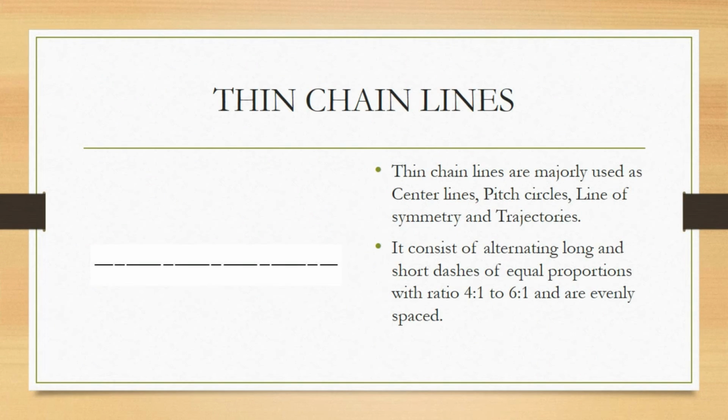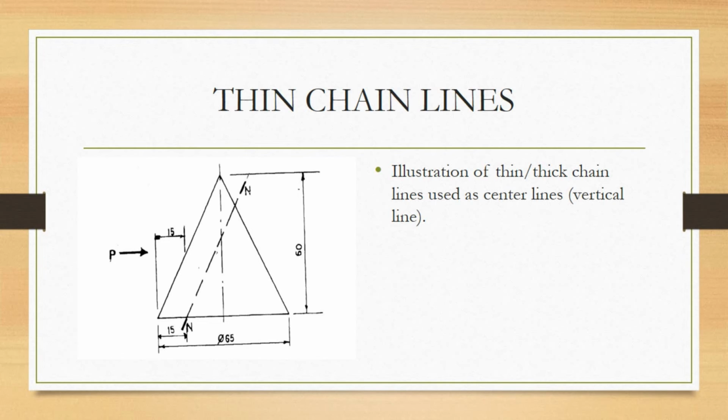Thin chain lines are usually used as center lines, pitch circles, lines of symmetry, and trajectories. They consist of alternating long and short dashes of equal proportions with ratio 4:1 to ratio 6:1 and are evenly spaced. This is an example of how thin chain lines can be used as center lines, that is the vertical line running from the top to the bottom.